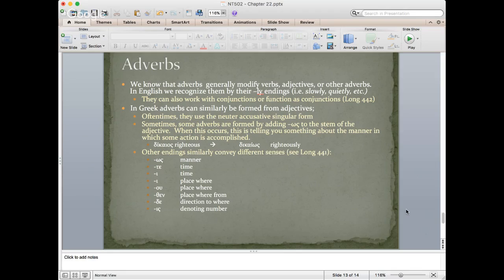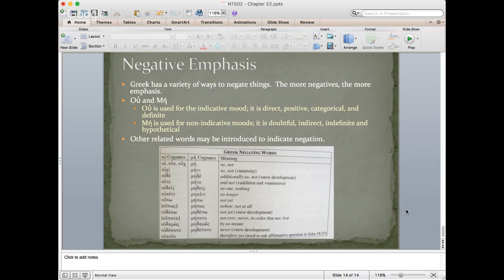So other endings similarly convey different senses, and Long has included a bunch of these. I would get to know these different senses. If an os gets added to the ending, it's talking about the manner in which something is done. If a te is added, it's going to talk about the time in which something is done. An eta or an iota could be time or place where. U could be place where. Then could be place where from. De is direction to where. And is denotes number. Long deals with some of these here in the text.